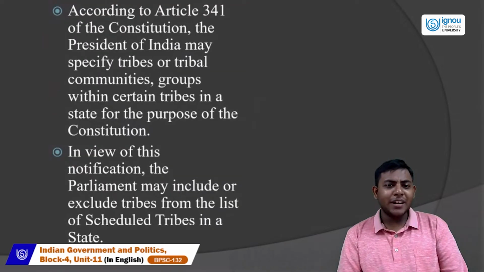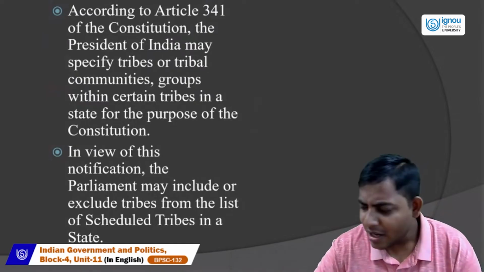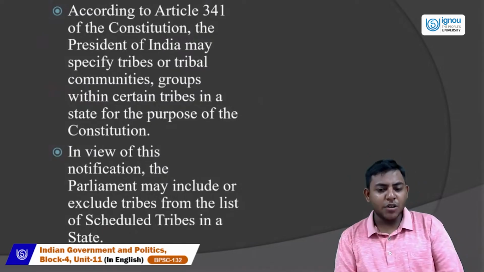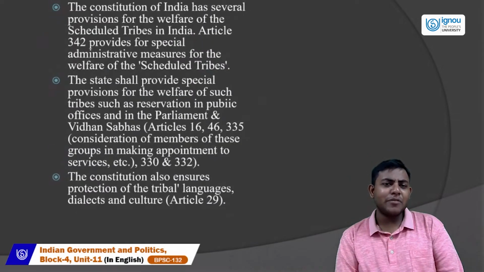According to Article 341 of the Constitution, the President of India may specify tribes or tribal communities, or groups within certain tribes in the state, for the purpose of the Constitution. In view of this notification, the Parliament may include or exclude tribes from the list of scheduled tribes in a state. The Constitution of India has several provisions for the welfare of the scheduled tribes. Article 342 provides for special administrative measures for their welfare.